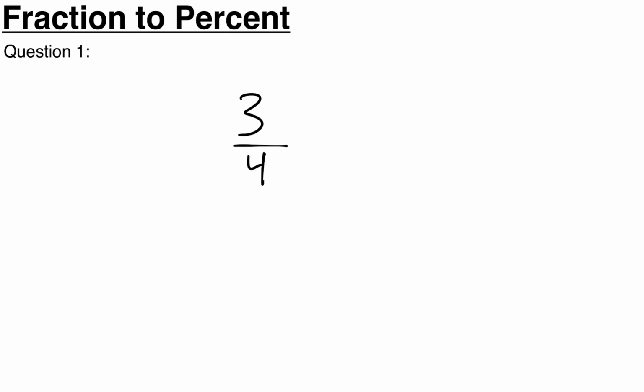In this video, we're going to go over how to convert a fraction to a percent. So if I were to give you 3 over 4 and I asked you to convert it to a percent, how would you do that? Well, your first step is going to be to divide the numerator by the denominator. So 3 divided by 4 is equal to 0.75.